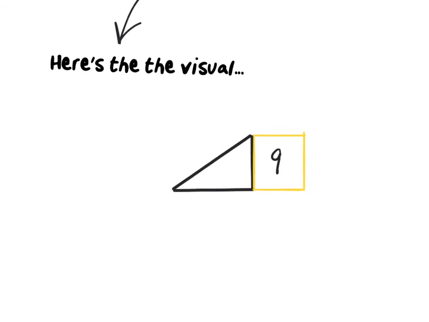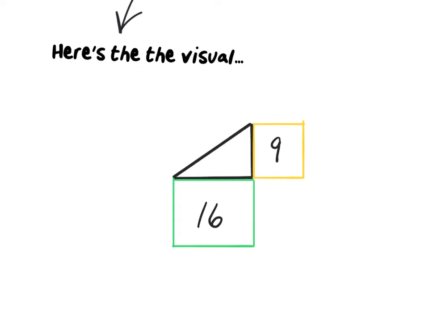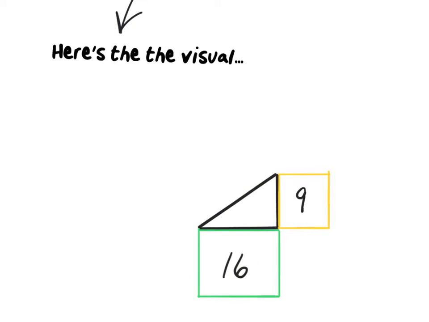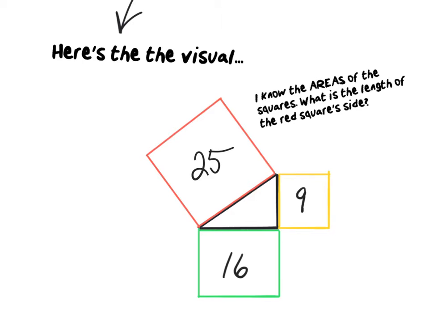3 times 3 is 9. 4 times 4 is 16. So let's add 9 plus 16. We get 25. So we know the areas of the squares. What is the length of the red square side?